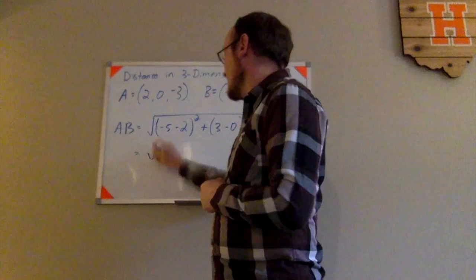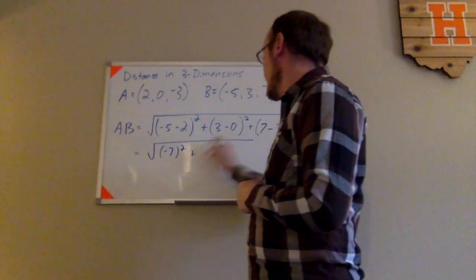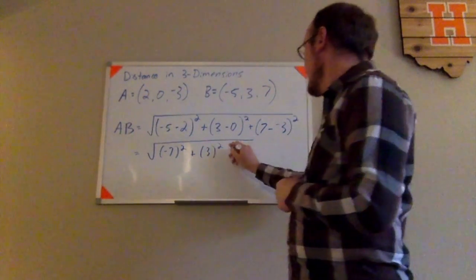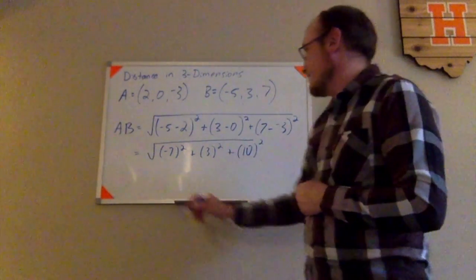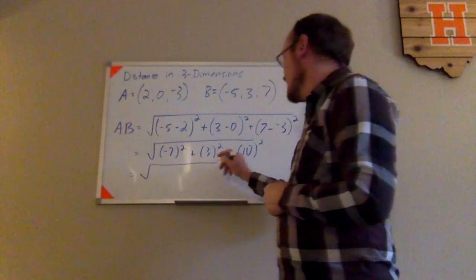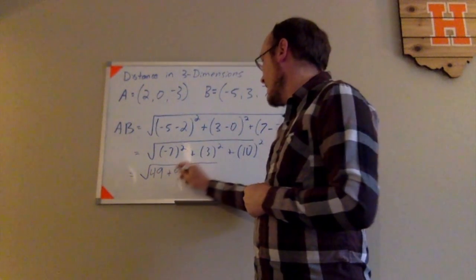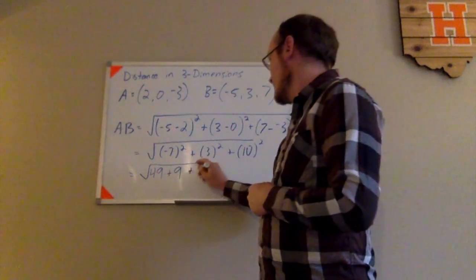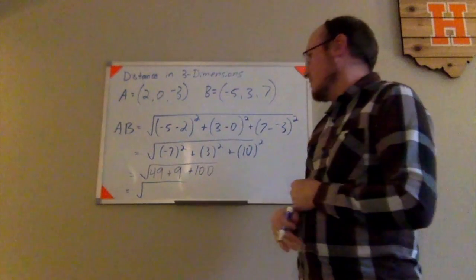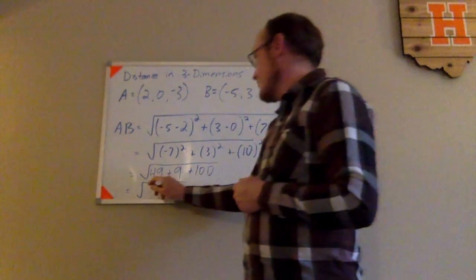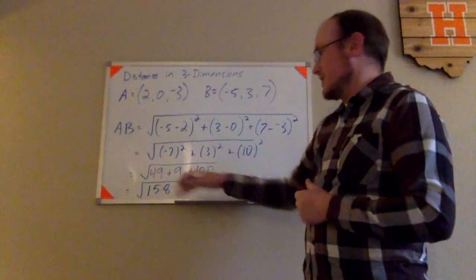Working to simplify this, this becomes the square root of negative 7 squared plus 3 squared plus, 7 minus negative 3 becomes 10 squared there. Going ahead and squaring each of those. Negative 7 squared is 49. 3 squared is 9. And 10 squared is 100. So this would be equal to the square root of 49 plus 9 would be 58, plus 100 would be 158.